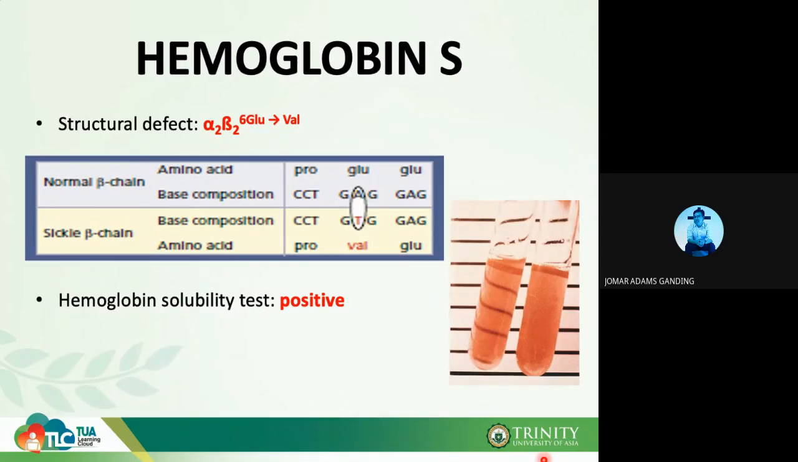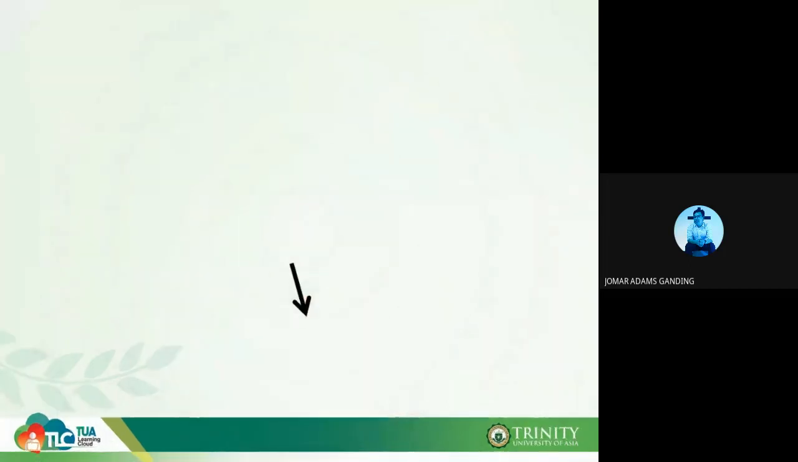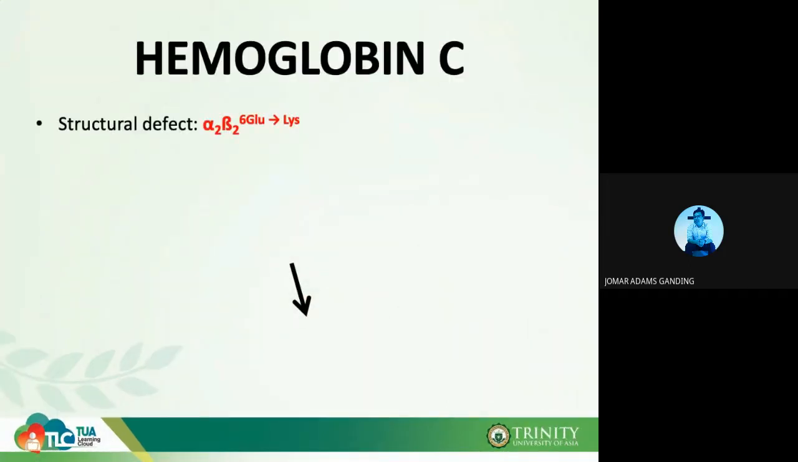I know we're nearing the 1 hour mark, so I'll go straight with hemoglobin C. The rest of the hemoglobins are now just easier to remember because we're just gonna talk about the point mutation that happened and their solubility characteristic. So for your hemoglobin C, there's a structural defect again in your beta globin chain, and this time, it's still at position 6, whereby your glutamic acid is now replaced by your lysine. Kanina, glutamic to valine, that is sickle cell anemia, hemoglobin S. Hemoglobin C, on the other hand, yung glutamic mo napalitan ng lysine.